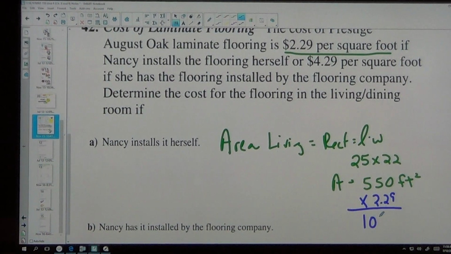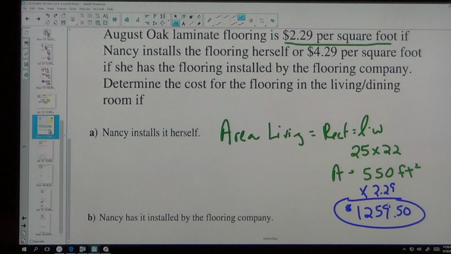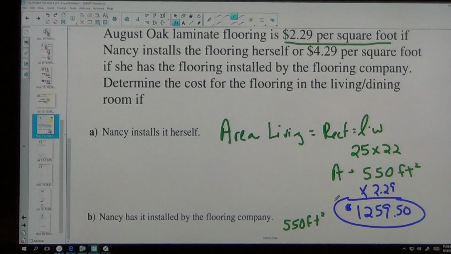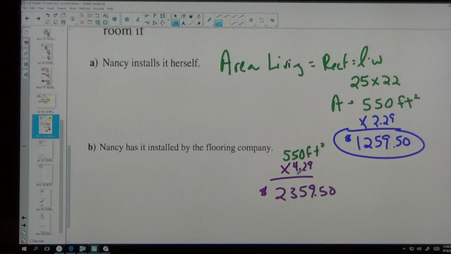1259.5. So if she puts it in the room herself, it's going to cost $1,259.50. Now, if she has somebody else do it, it's still 550 square feet, but it's going to cost $4.29 per square foot. $2,359.50. So it's going to cost double if you pay somebody else to do it.